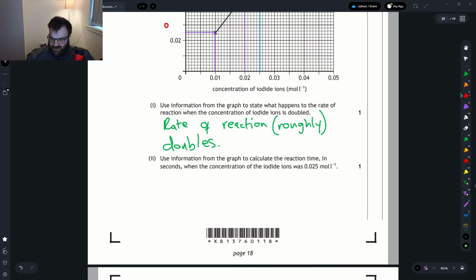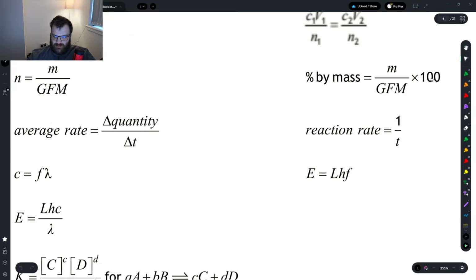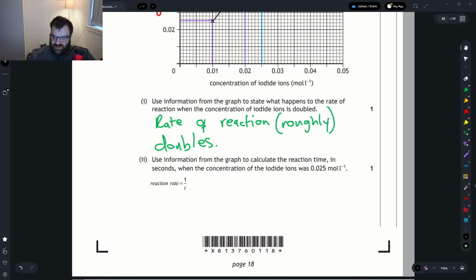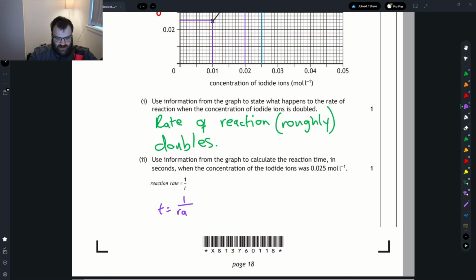Because we're dealing with a colour change, we're going to be dealing with reaction rate equals 1 over the time. Reaction rate equals 1 over time. Then our time equals 1 over reaction rate. So time equals 1 over 0.062.